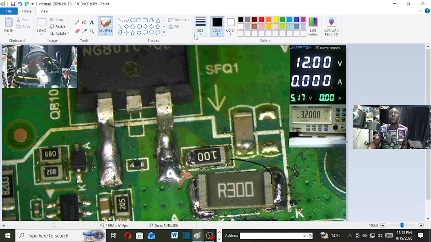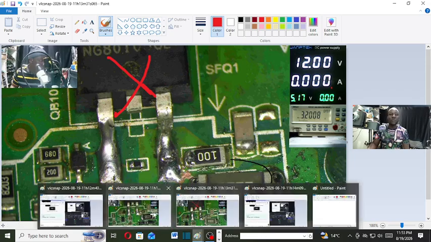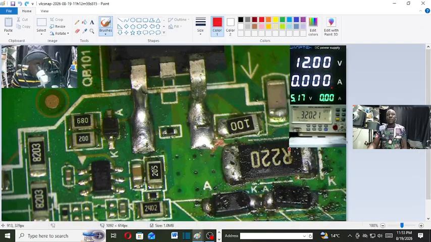Maybe red. This MOSFET was shorted, and when this MOSFET was shorted, we checked from drain, source, and gate. The three were showing a short. And after that, I replaced the MOSFET. I discovered that something still was not making sense.